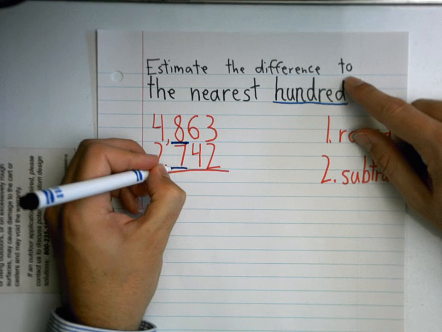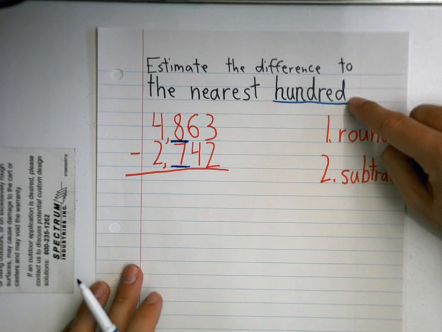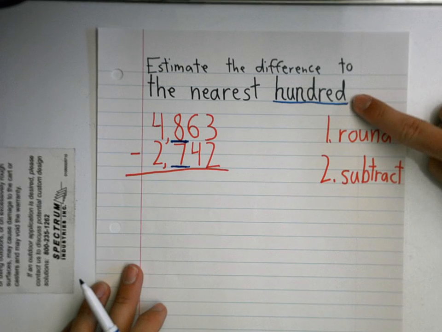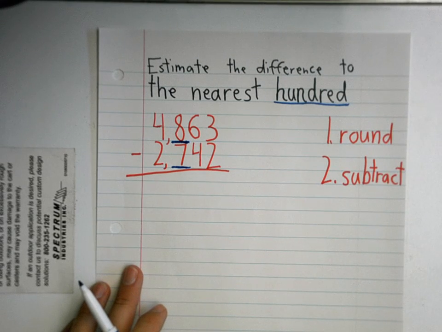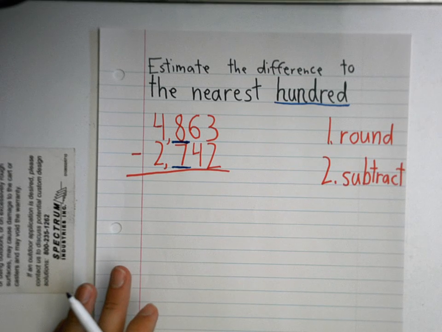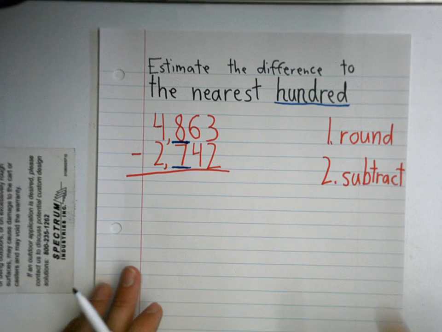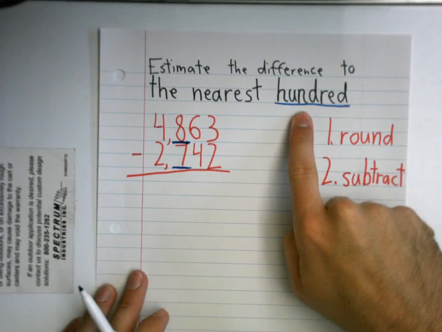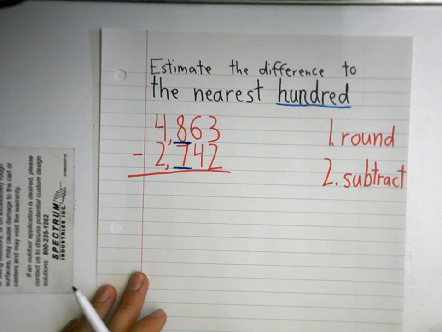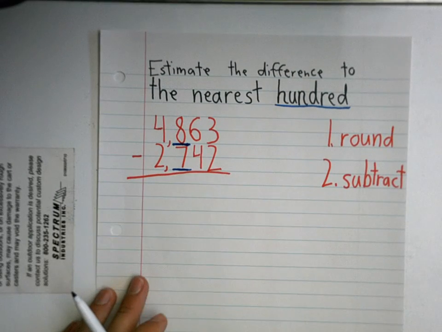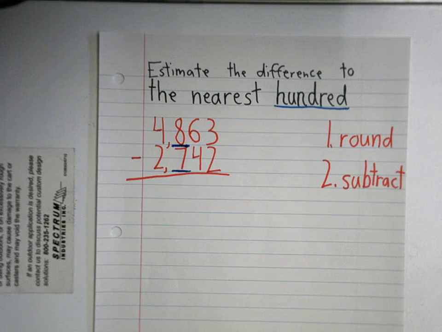So when you have your problems, you have to read and be careful as to what it's saying to round to. It could say 100,000, okay? And you may just see 100 and move on. Or you may just see 1,000 and go on to that. You have to look to see exactly what it says. And in this case, it says 100. So just like the other ones, we underlined the number that we're rounding to.